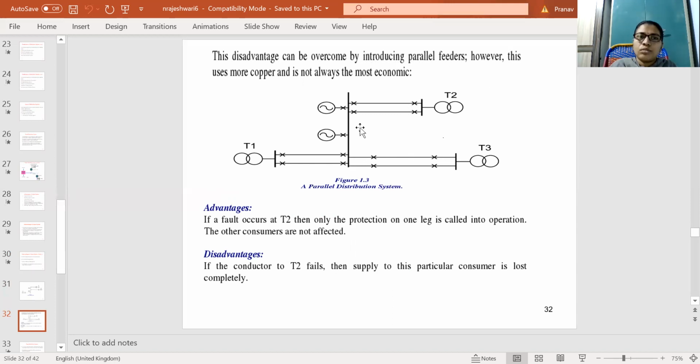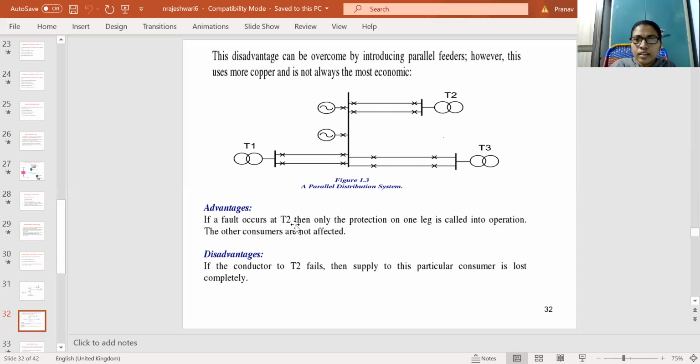However, it uses more copper and is not always the most economic, because the copper requirement is high, so the cost is also high. So for economic reasons, it is not suitable. So if any point under this line gets a fault, the other parallel line will feed the supply. This is the advantage of parallel distribution systems.